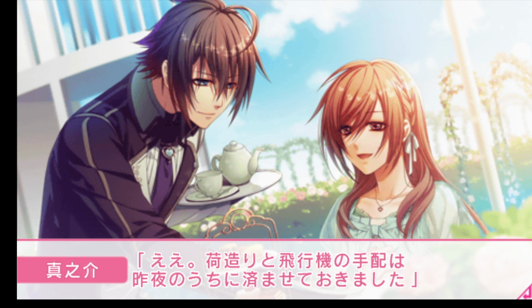There are several nuances. Like "uchi ni", meaning while it was still yesterday, I did it yesterday night, not today. And "sumasete oku", like to do something so you don't have to worry about it later. So he finished it all yesterday night, so they don't have to think about it today. But in English, we just translate it as "it was done", "I did it yesterday". That's it, the nuances in Japanese. Okay, I see.